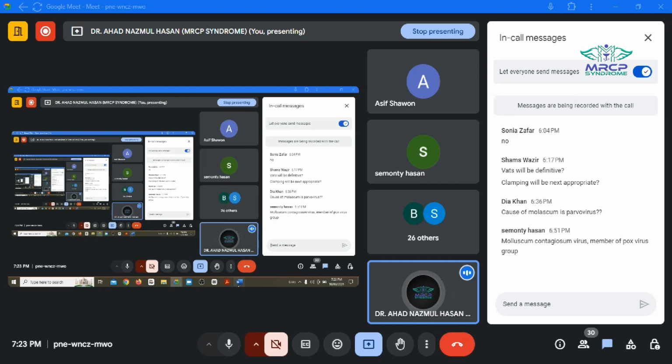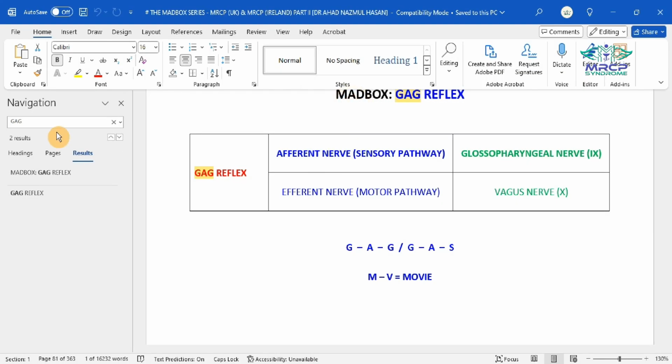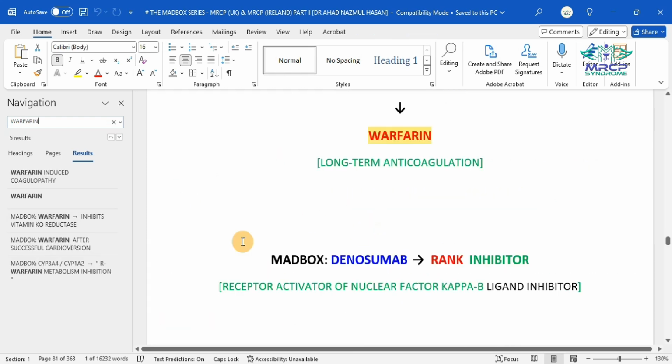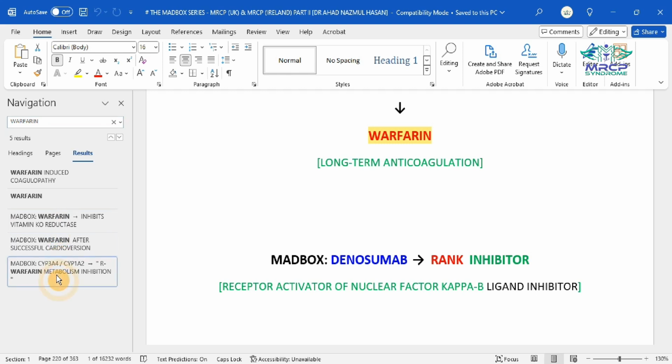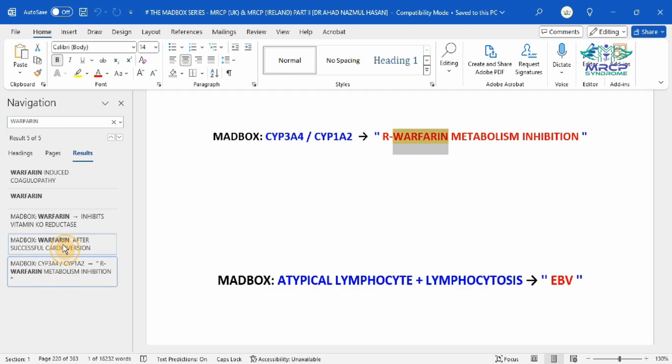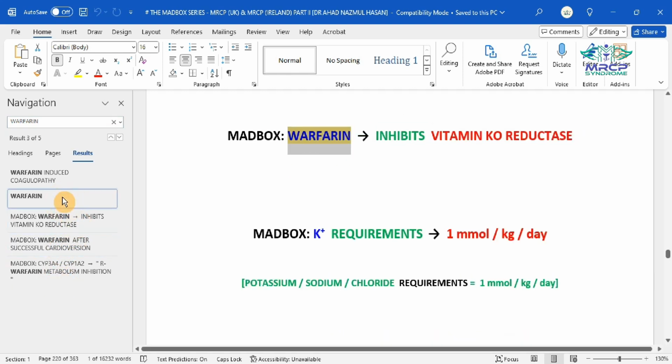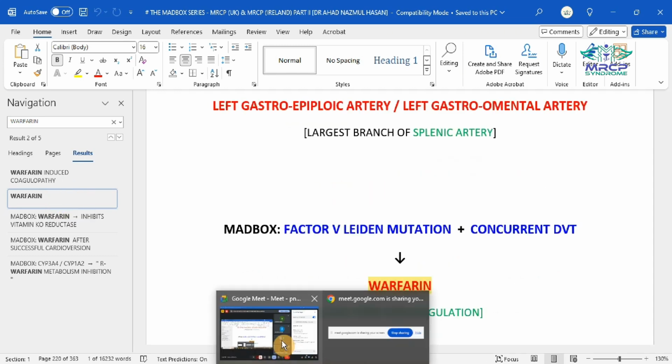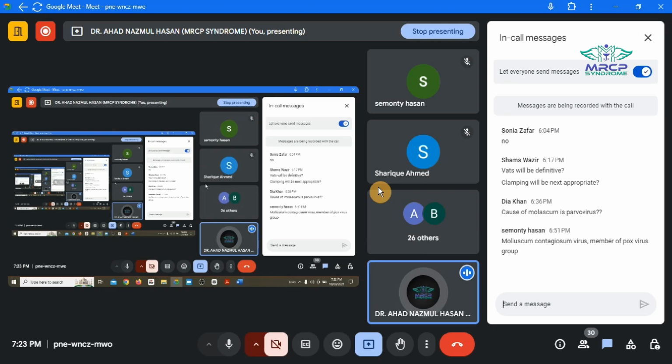Usually warfarin has an interaction with cranberry juice. In the January 2024 recall, there was a question with statin and cranberry juice. Regarding the statin, I'll check it and I'll let you know in the group later on. With cranberry, warfarin is more commonly the one that interacts.